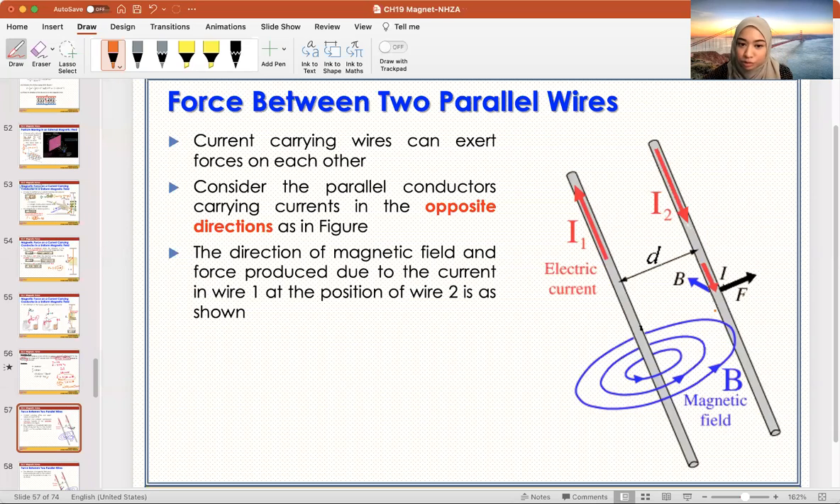There is a picture here. Use your right hand rule, you can try it yourself. So what is going on here? We have a magnetic field that is going anti-clockwise. Why is this important? We know that when we have a current, we have a magnetic field.